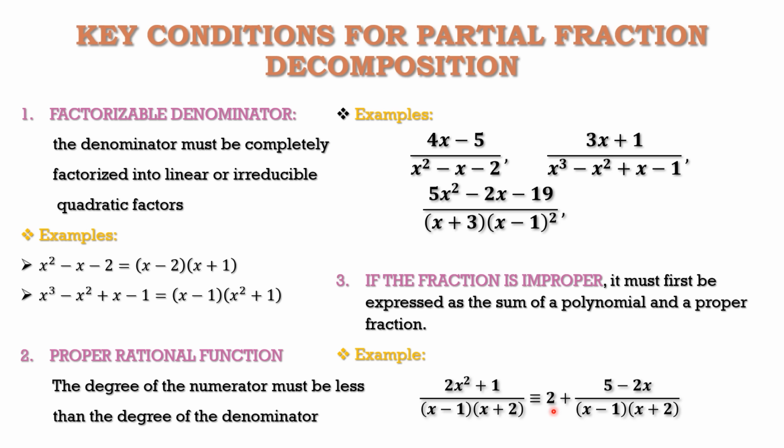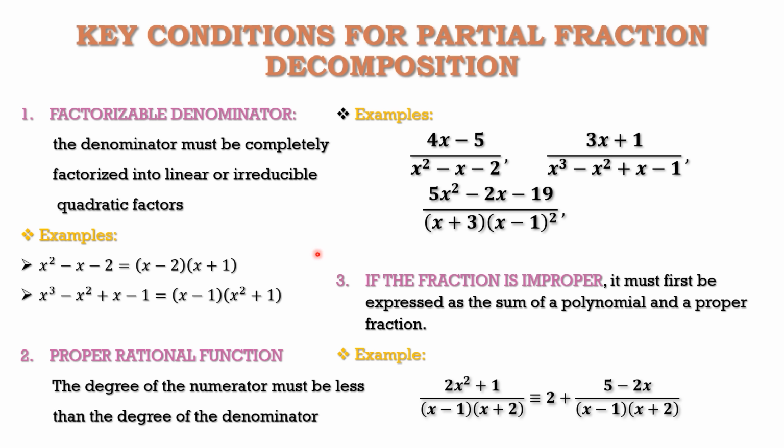So here, this is a constant polynomial plus another polynomial, which is now a proper rational function. Then I'll work on this rational function as a way of separating simple fractions. Okay, now these are the three main conditions that we need to consider before decomposing a single rational function into separate rational functions known as partial fractions.